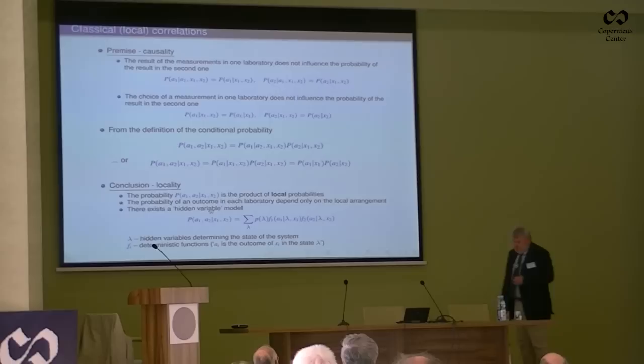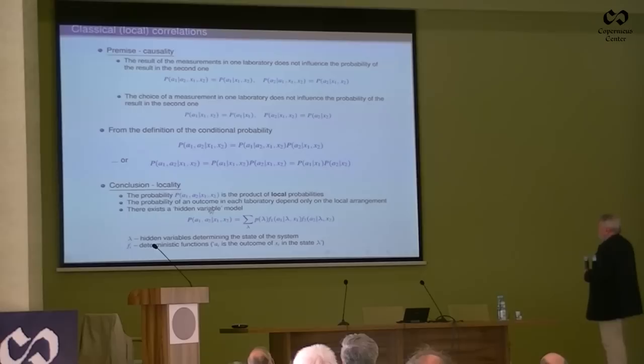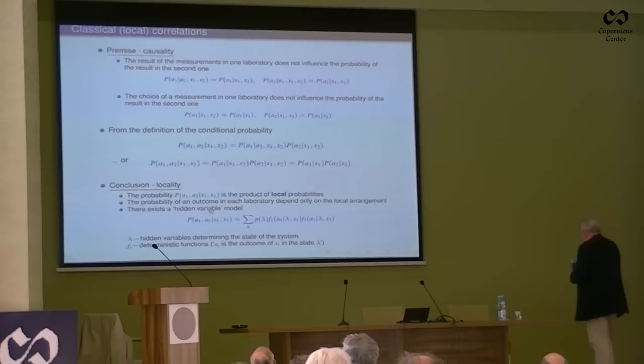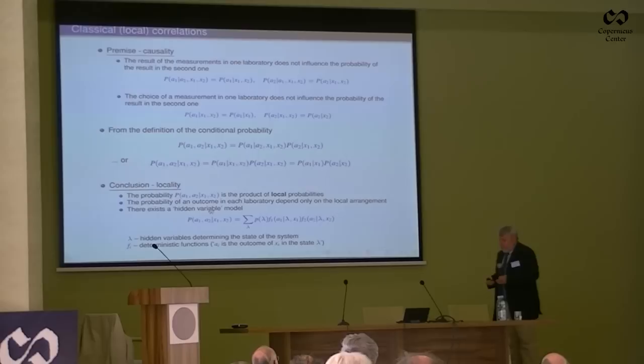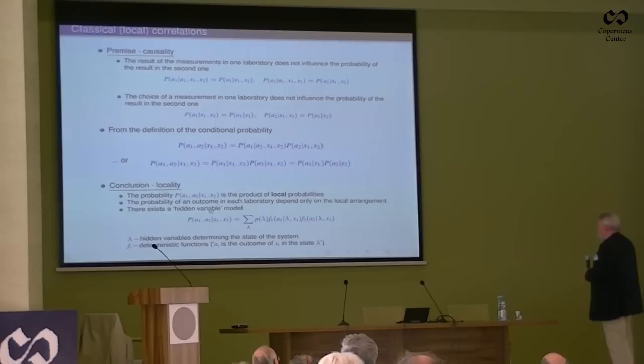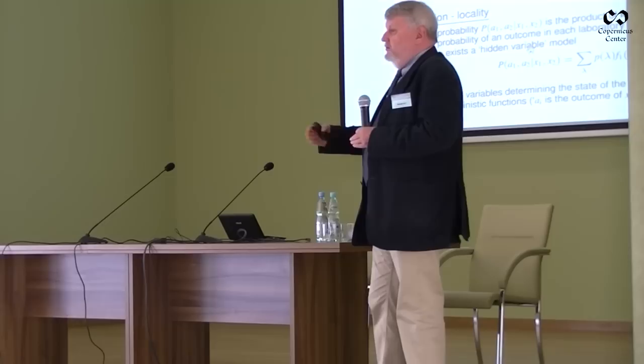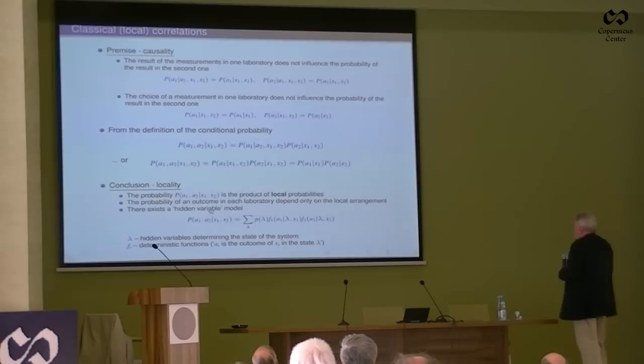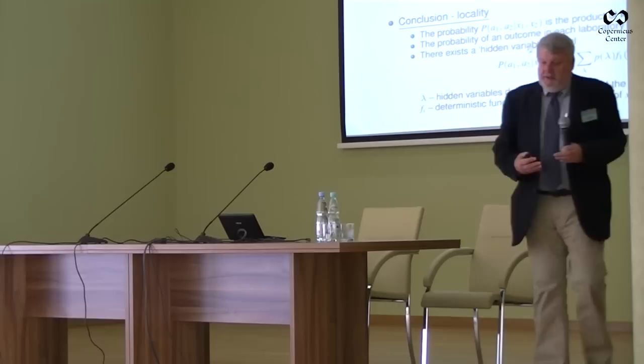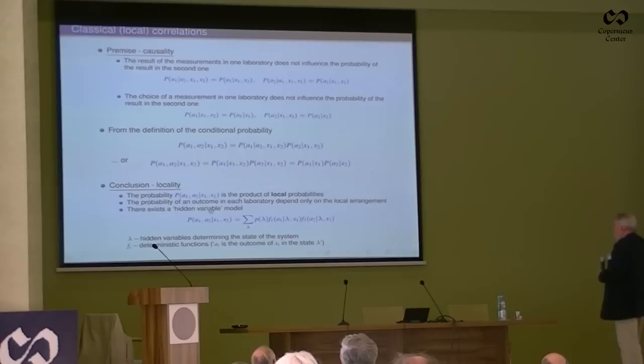So what are these plausible requirements which stem from some causality principle? This is the causality principle which I will use here: the outcome of the measurement performed in one of the laboratories does not actually depend on the results which were obtained in the second one. It does not depend because it cannot be changed by this. Okay. The choice of the measurement, what I decide to measure in the second laboratory, does not influence the outcome of an arbitrary measurement in my laboratory. Okay.